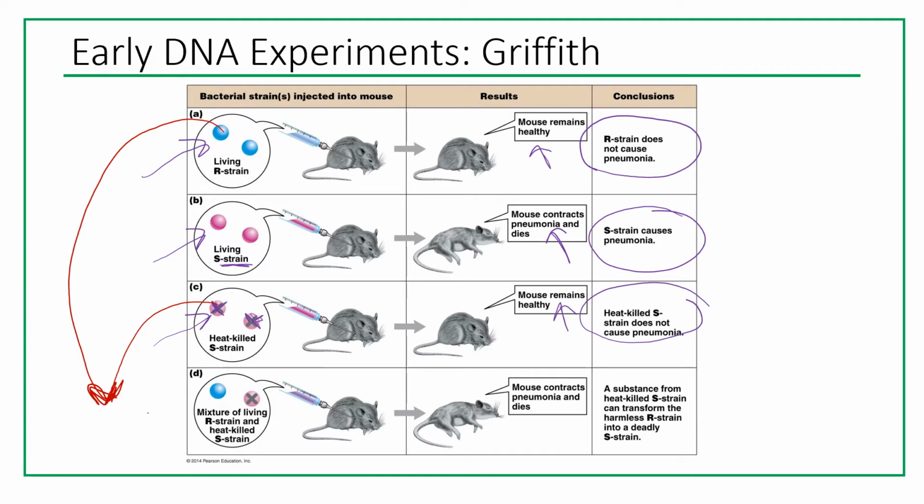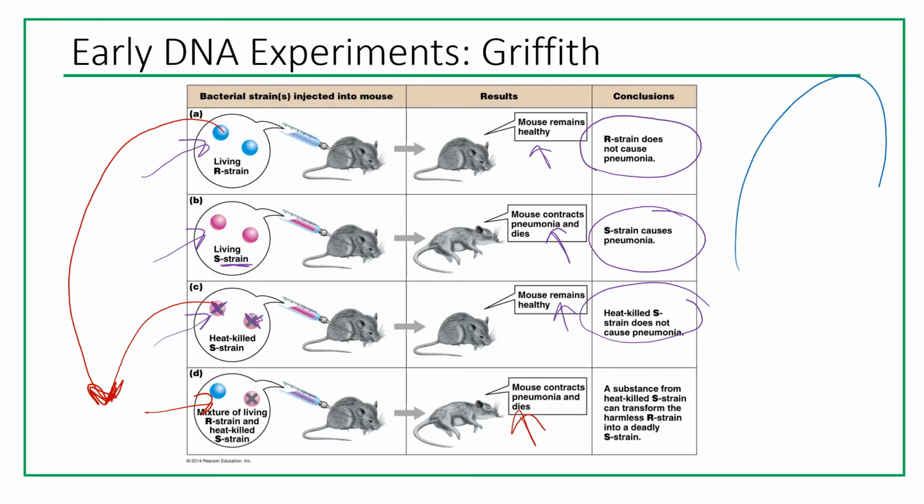Now he mixes them, injects the mouse, and the mouse dies. So when he used them separately, by themselves, the R strain doesn't cause pneumonia, and the heat-killed S strain does not cause pneumonia. But when he mixed them together, something happened inside this mixture, something that allowed this bacteria to kill the mouse. So think about it this way, and this is what Griffith thought.